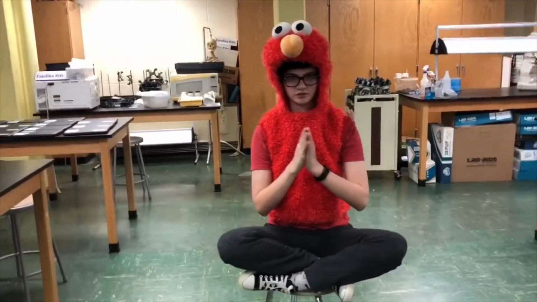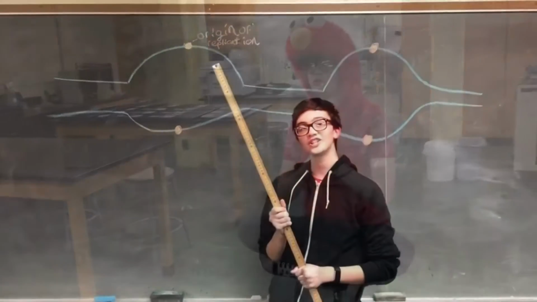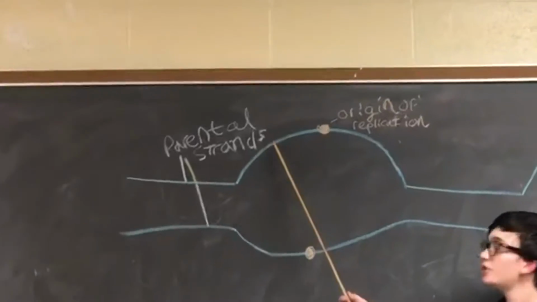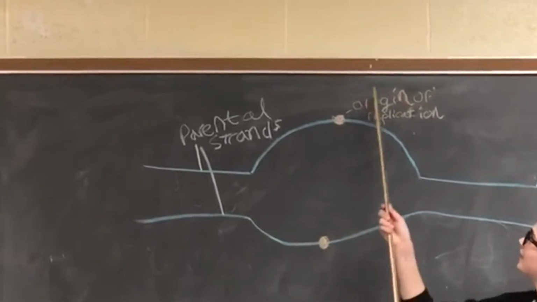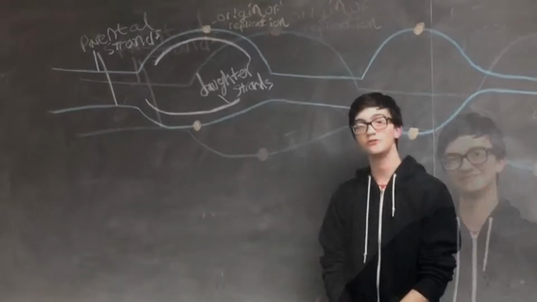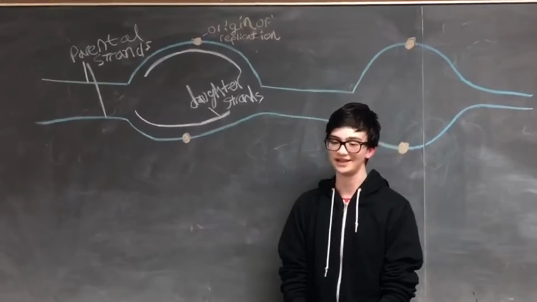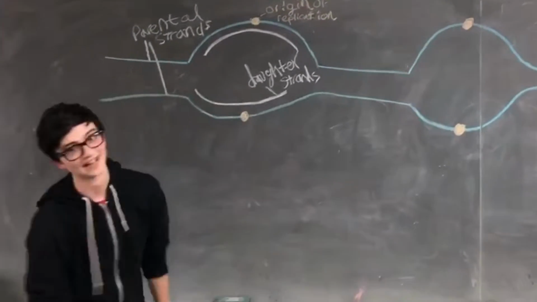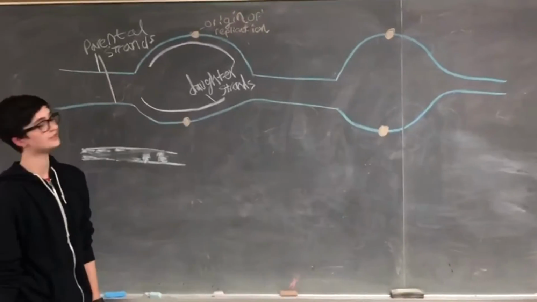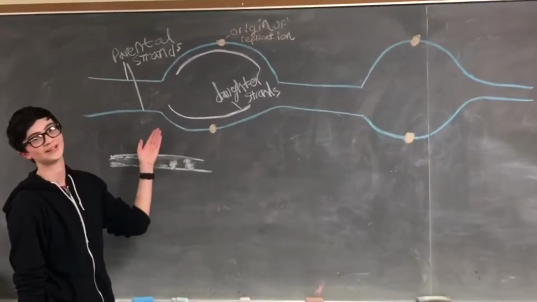DNA replication starts at the origin of replication. The origin of replication will form at specific sites where two parental strands will separate to form the DNA replication bubble. To form a DNA replication bubble, helicase, an enzyme, will cut the DNA strand in half, starting at the replication fork.